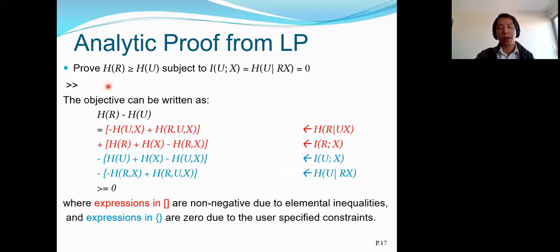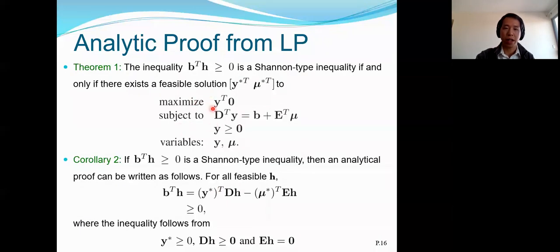Now, suppose we want to prove the perfect secrecy theorem. That is, the entropy of R is larger than the entropy of U, subject to these two constraints. Then the program will see that there are 3 random variables. Then it constructs the matrix D, and then constructs the matrix E according to the given constraints, and then solves the linear program on the previous page. And then I get a feasible solution.